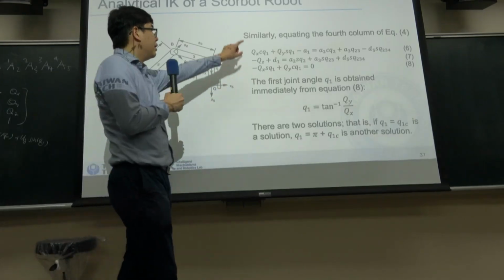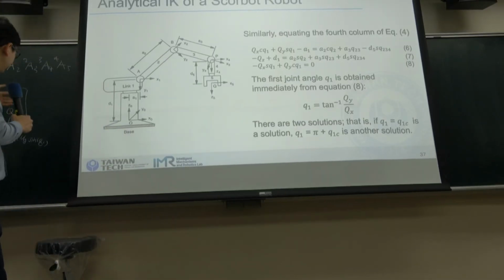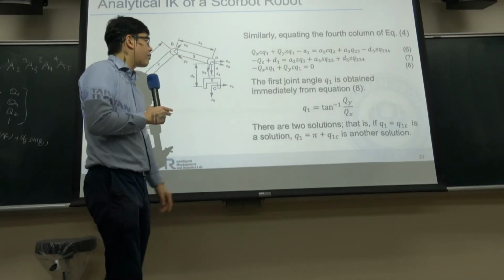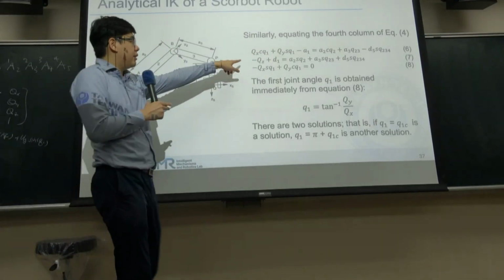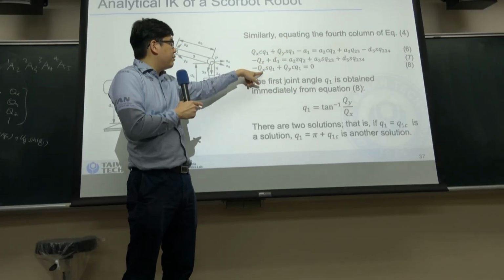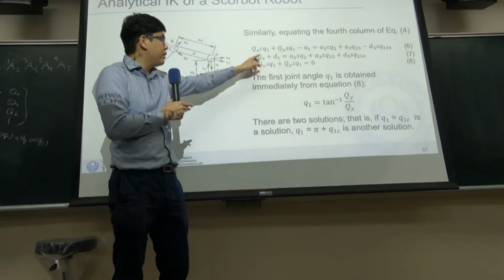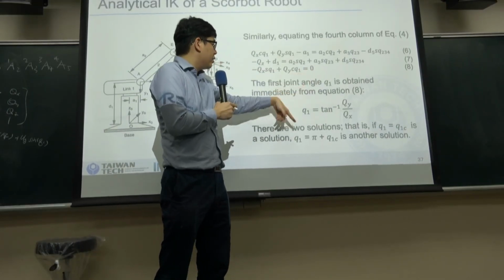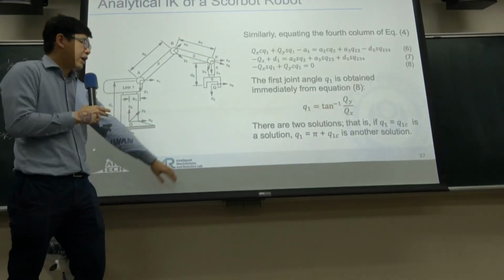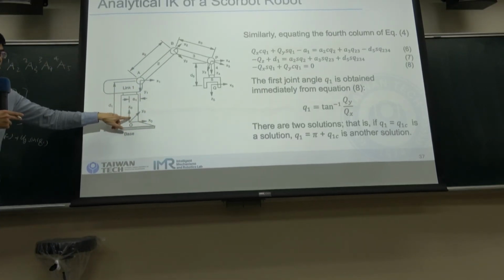So through the fourth column, if you have the four kinematic solutions, then you can find the three equations. So from equation number 8, the fourth column is minus Qx sine Q1 plus Qy times cosine Q1 equal to 0. So we bring it over here, so we can find the arctangent of Qy over minus Qx, and we can get the angle value of the first joint.